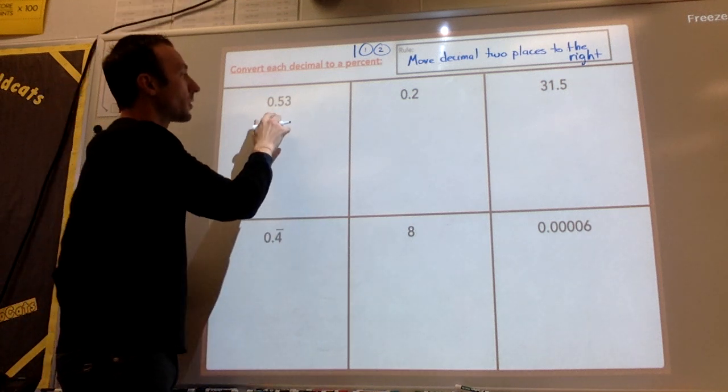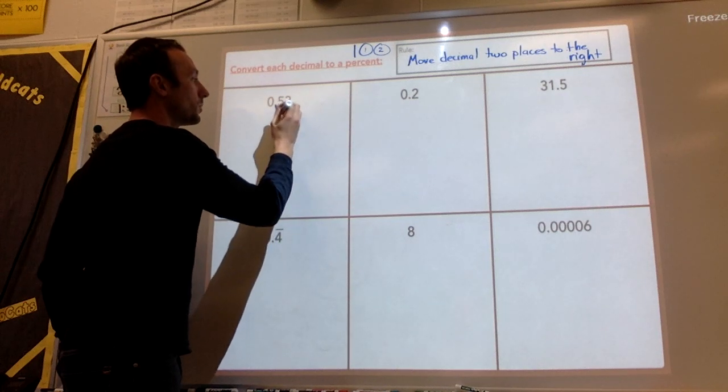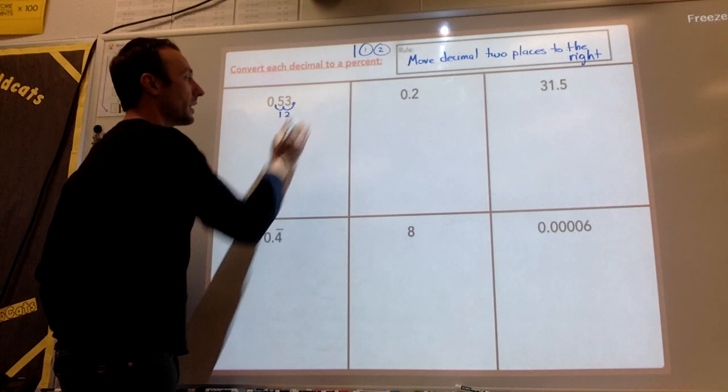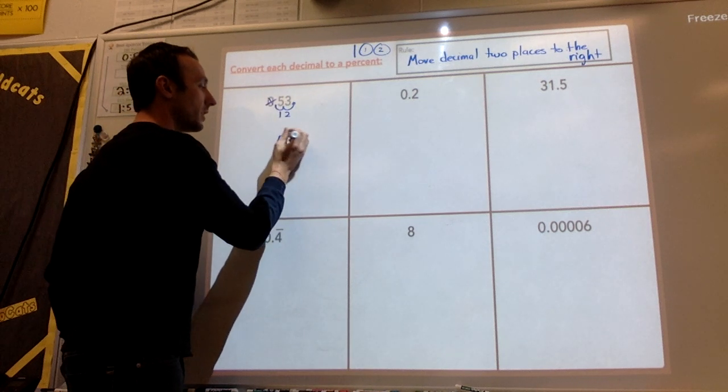So I come here to 0 and 53 hundredths. To change it to percent, all I have to do is go 2 places to the right. My decimal is now there. The 0 beforehand, I don't need to worry about. So this is 53%.